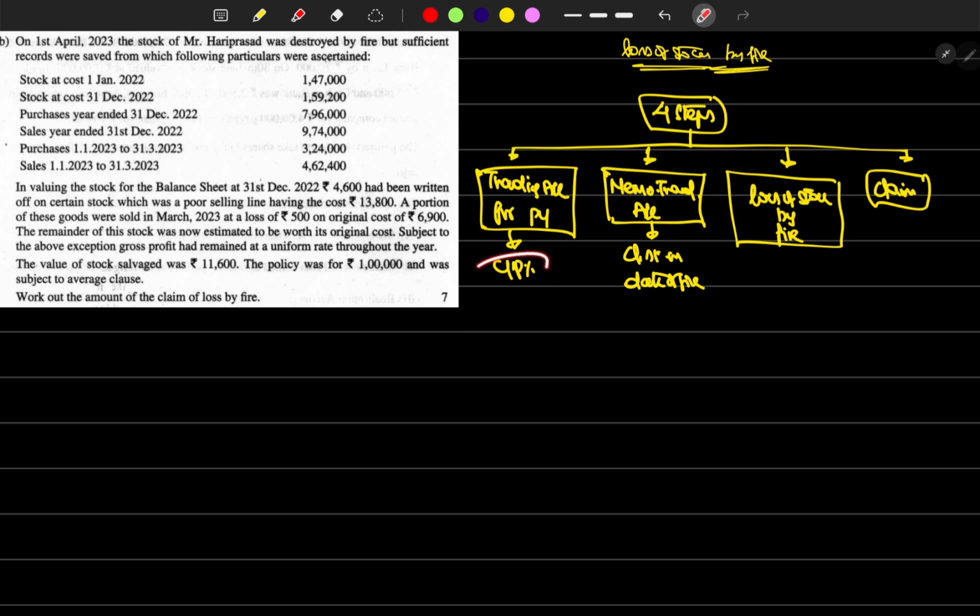So then only we can calculate the correct GP percentage, right? Okay, then the next, okay, this thing is over. This is the crucial part in this problem. Other than that, everything is simple.